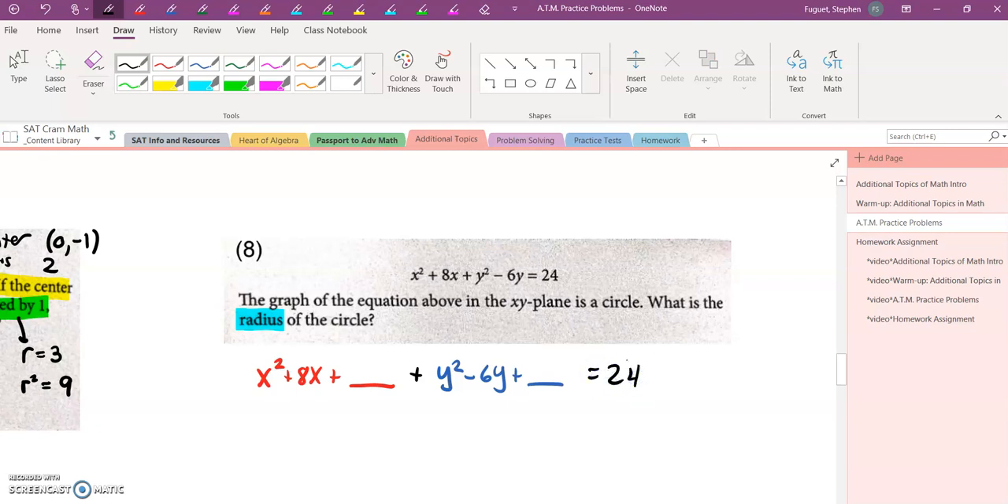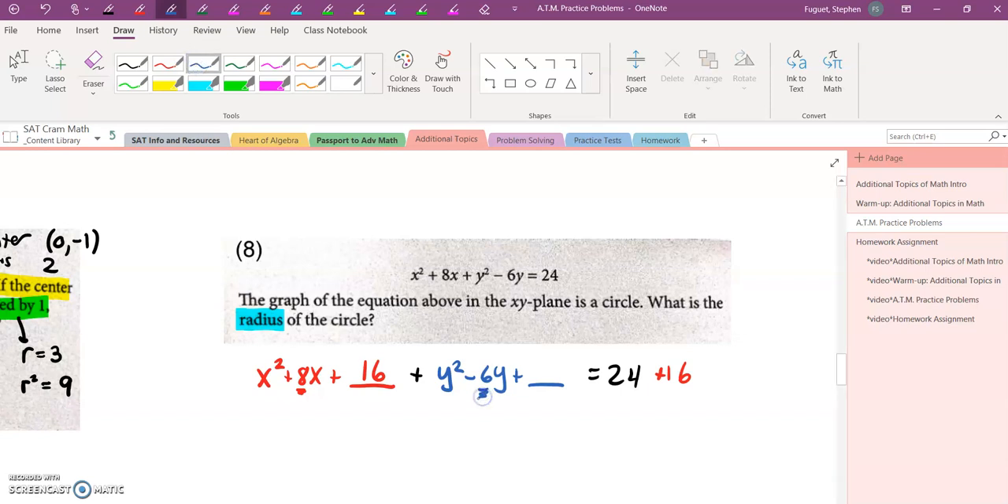Now, if you don't remember completing the square, I would definitely YouTube or look it up, or you can ask me later. Completing the square says we're going to take this 8, take half of it, and then square it. So half of 8 is 4. 4 squared is 16. Now, if I add 16 to one side of an equation, I must add it to the other side. Otherwise, my equation isn't balanced anymore.